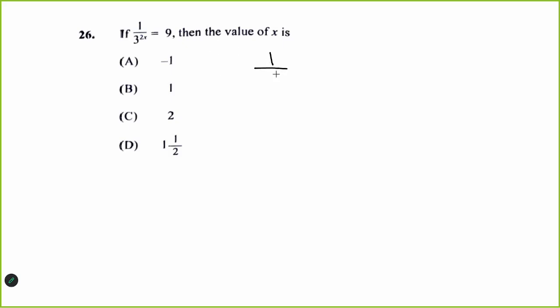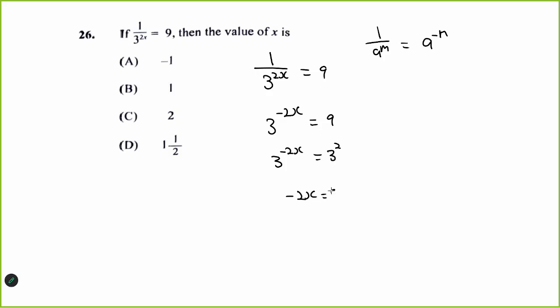1 over 3 to the power of 2x is equal to 9. If you recall, 1 over a to the power of m is equal to a to the negative m. So this would be 3 to the negative 2x is equal to 9. Write 9 to base 3, we want the bases to be the same. 3 to the negative 2x is equal to 3 to the power of 2. So negative 2x is equal to 2. Carry this across, x is equal to 2 over negative 2. So x is equal to negative 1. Alright, so A is the answer.